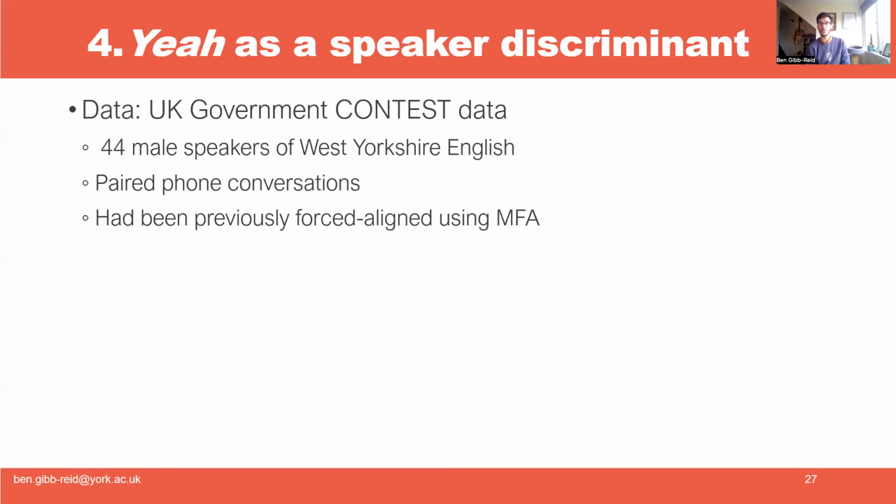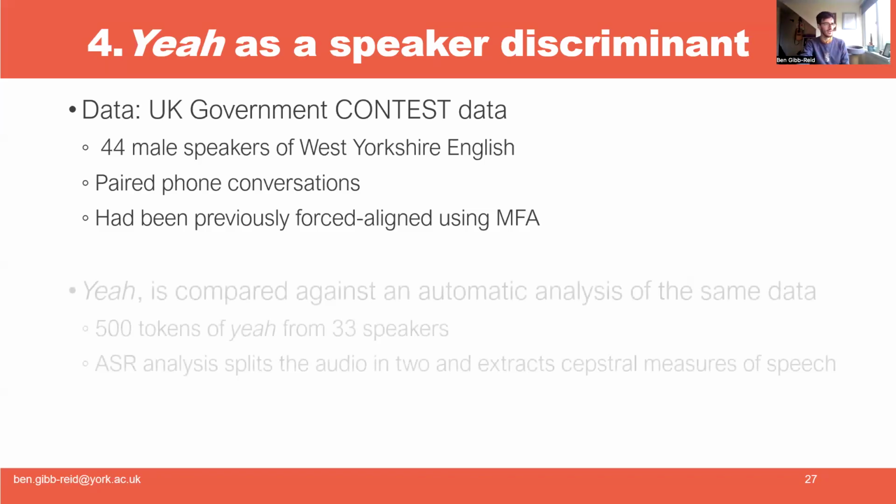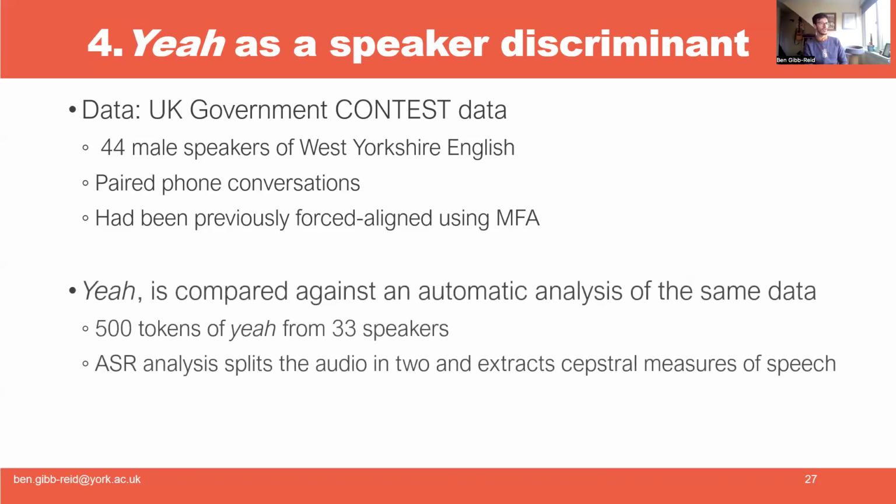So this was 44 male speakers, now West Yorkshire English, paired phone conversations, and the data had been aligned using Montreal Forced Aligner. So I was adjusting that alignment, as we see, to some success. But there'd been some work there already in aligning things. I also used an automatic speaker recognition system. This was just to see. I didn't do this with the just data.